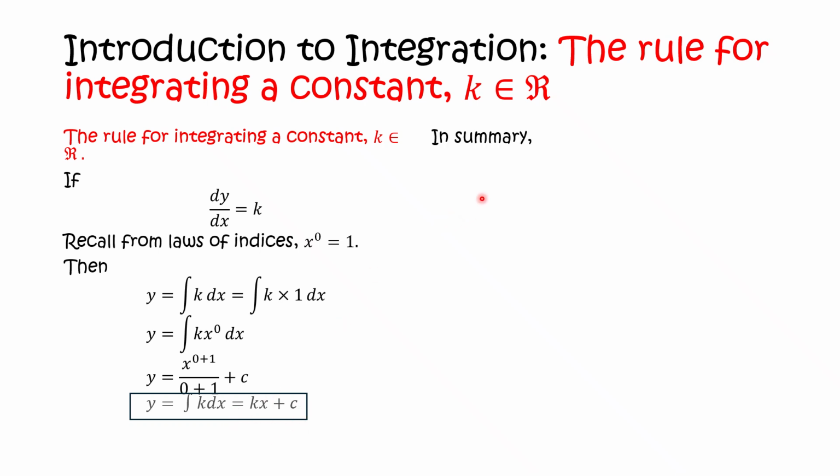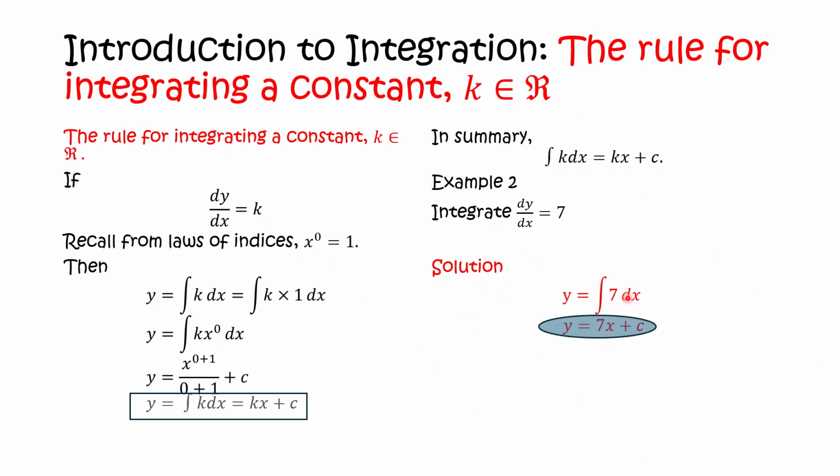So every time we are integrating a constant, we are going to have x plus c, the constant of integration. Now, in summary, the integral of k with respect to x is kx plus c. With that in mind, let's look at this example. Integrate dy/dx equals 7. So with that, we see that y equals 7x plus c. That's how we get our solution.